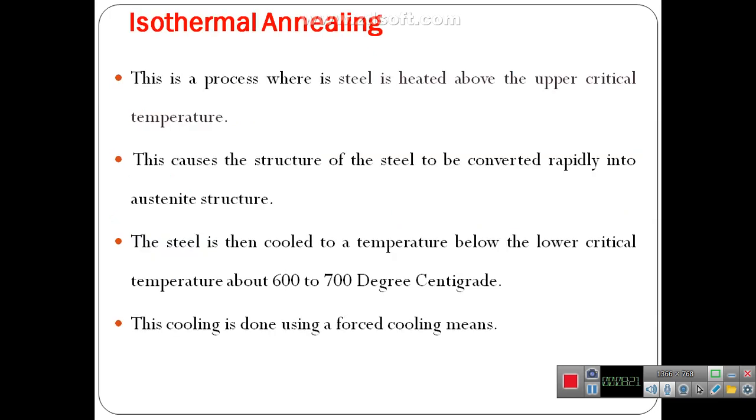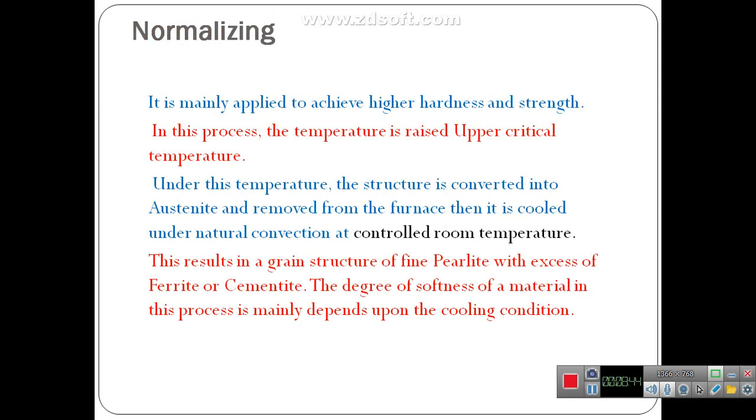Isothermal annealing. This is a process where steel is heated above the upper critical temperature. This causes the structure of steel to be converted rapidly into austenite structure. The steel is then cooled to a temperature below the lower critical temperature, about 600 to 700 degrees centigrade. The cooling is done using forced cooling means.